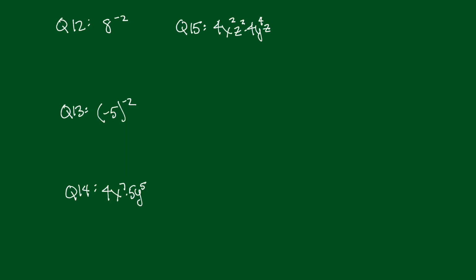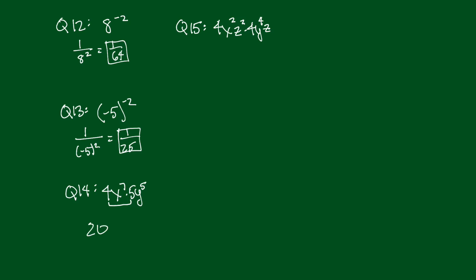Question 12, let's eliminate that negative exponent here first. So I'm going to rewrite this as 1 over 8 squared, and that's going to be 1 over 64. Now, number 13, I'm going to rewrite that with a positive exponent. So 1 over, now, this is negative 5 squared. That's going to be 1 over negative 5 times negative 5, positive 25. So this is 1/25.